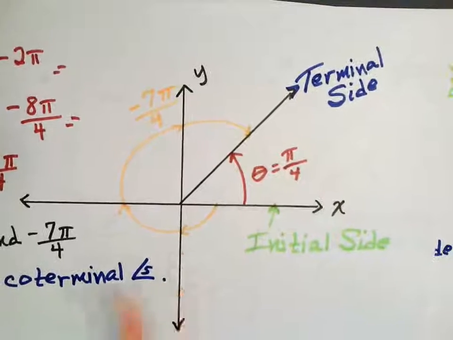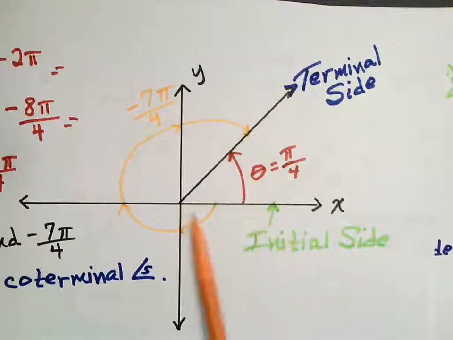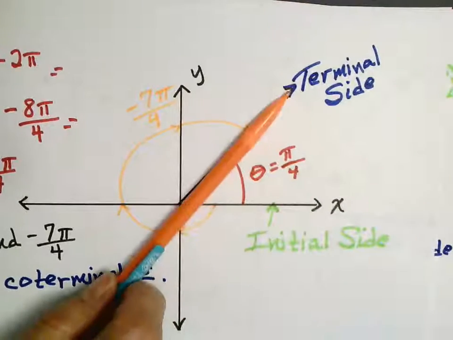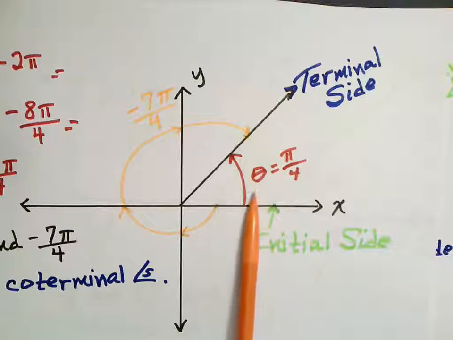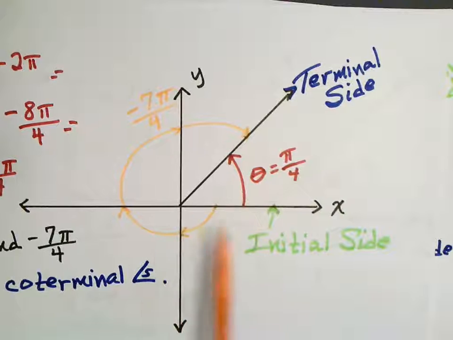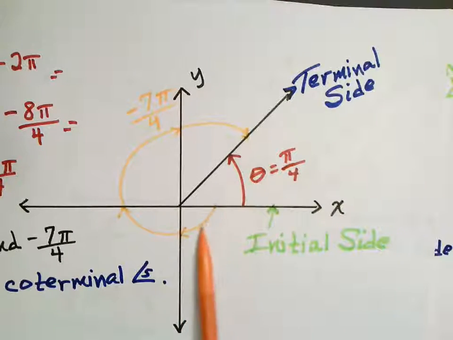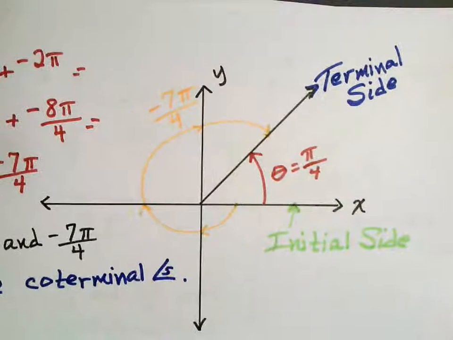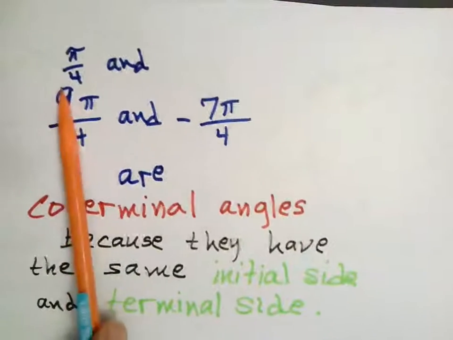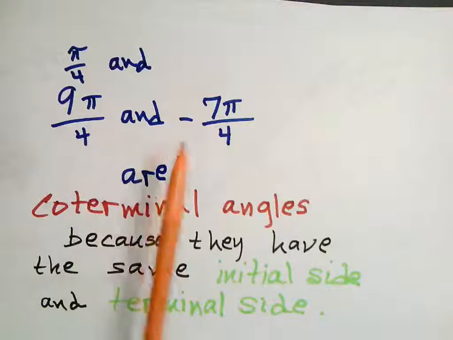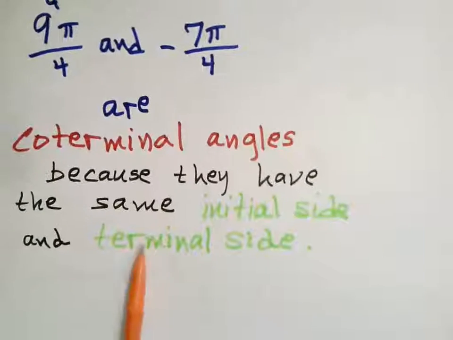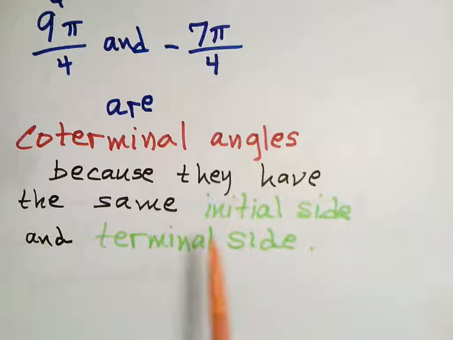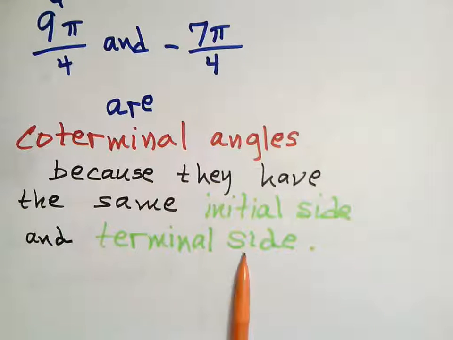And again, why? They have the same initial side, the positive x-axis, and the same terminal side. I was just going in different directions. This was going clockwise. This one's going counterclockwise. And this one is going clockwise. So when we get through, we have that pi over 4 and 9 pi over 4 and negative 7 pi over 4. They're all coterminal angles because they have the same initial side, which is the positive x-axis, and the same terminal side.